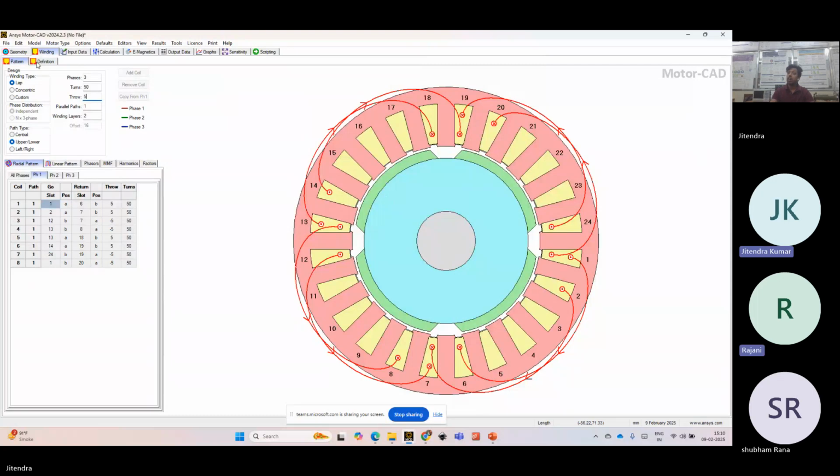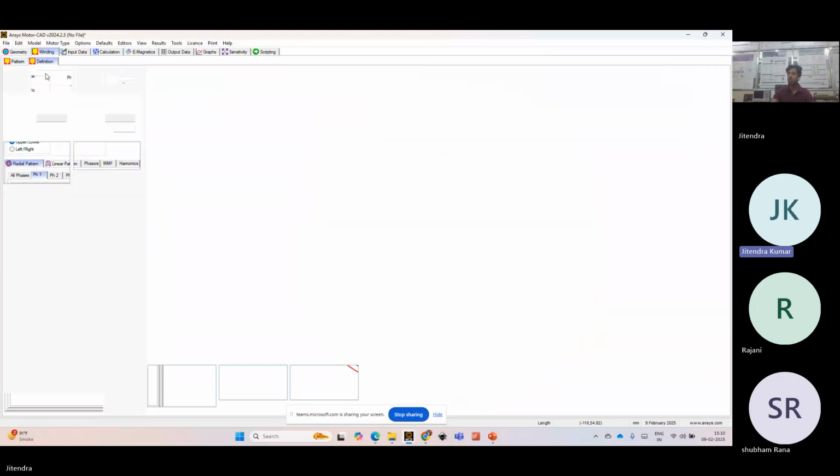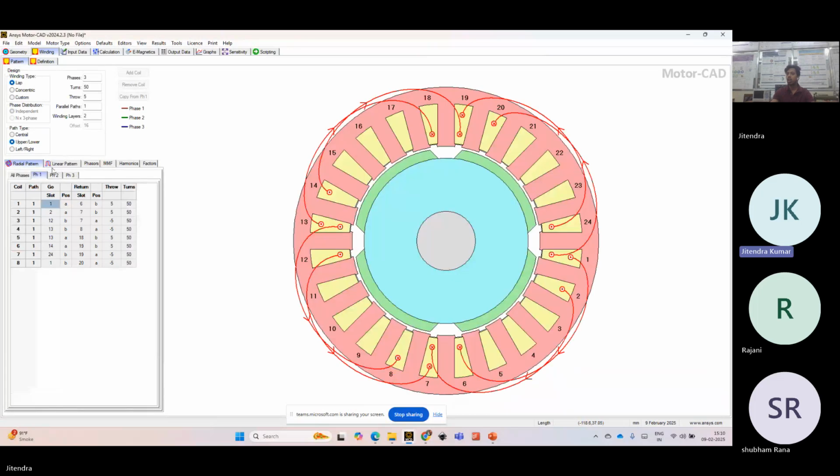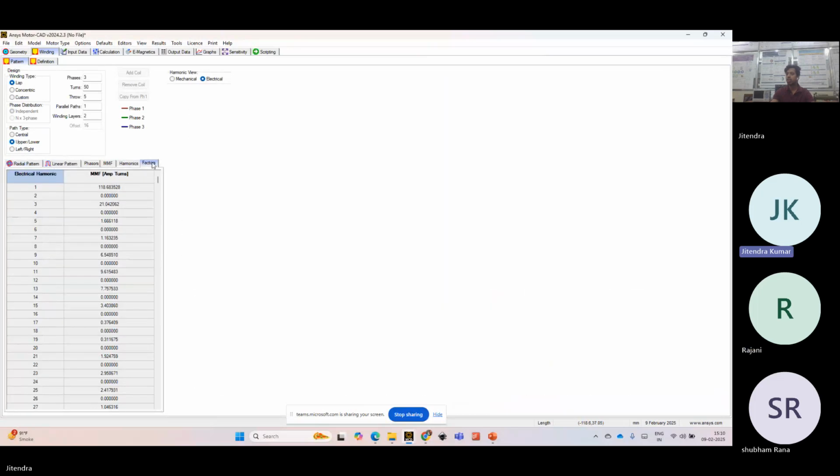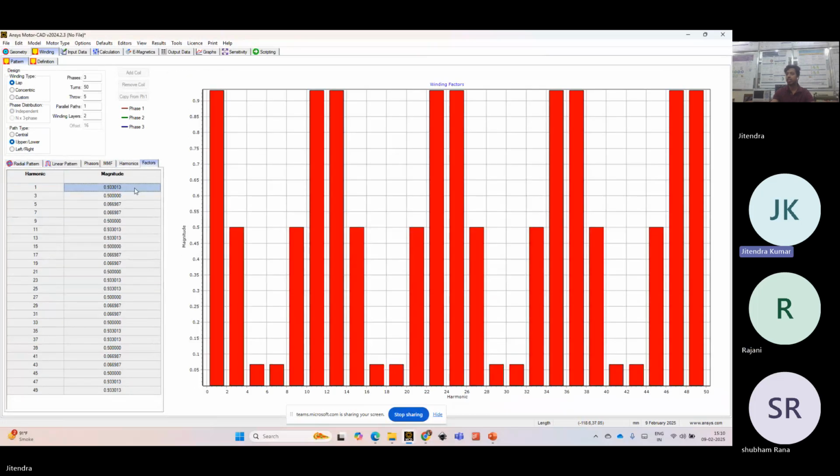Now let's see the impact on the winding factor, which is very important. We are doing such kind of winding just to utilize the maximum of our winding factor. So now let's see the harmonics in the winding. You can see that the fundamental is reduced from 0.96 to 0.93. On the other hand, the third harmonic component is also reduced from 0.7 to 0.5. So here you can see the reduction in third harmonic.